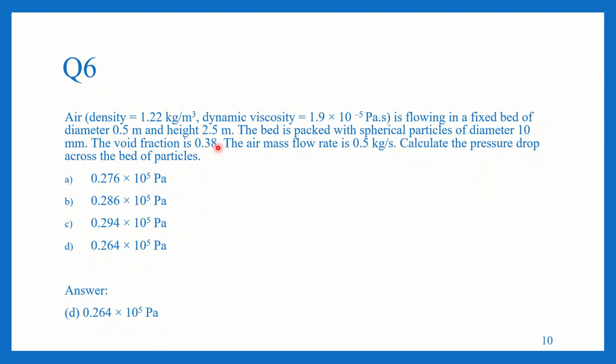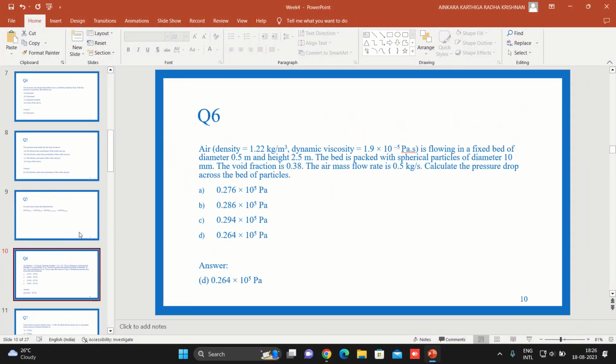Here the question is, we have a fluidized bed with air, I mean not fluidized bed, sorry, it is a fixed bed. We have air passing inside the bed. So the air density and viscosity is given, and the bed diameter and height of the bed is given. Height here denotes the particles packing height. And void fraction is given, and then what else is given? Air mass flow rate is given, and we are asked to calculate the pressure drop across the bed of particles. So we'll calculate it.